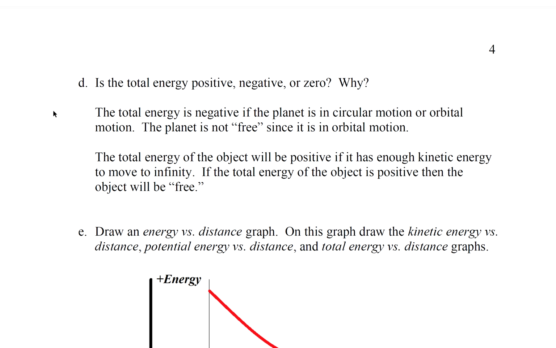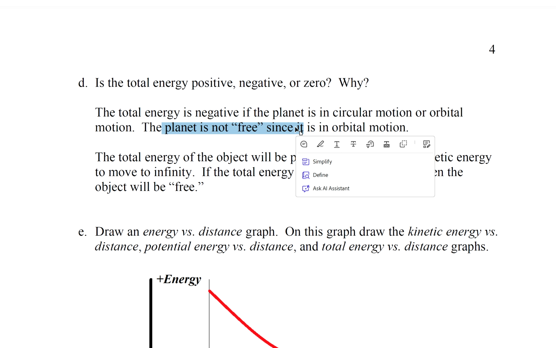Part D. Is the total energy positive, negative, or zero? Why? The total energy is negative if the planet is in circular motion or orbital motion around a star. The planet is not free. The total energy will be positive if it has enough kinetic energy to move to infinity. If the total energy of the object is positive, then the object will be free. So this object is not free. And since it's not free, the total energy is negative.